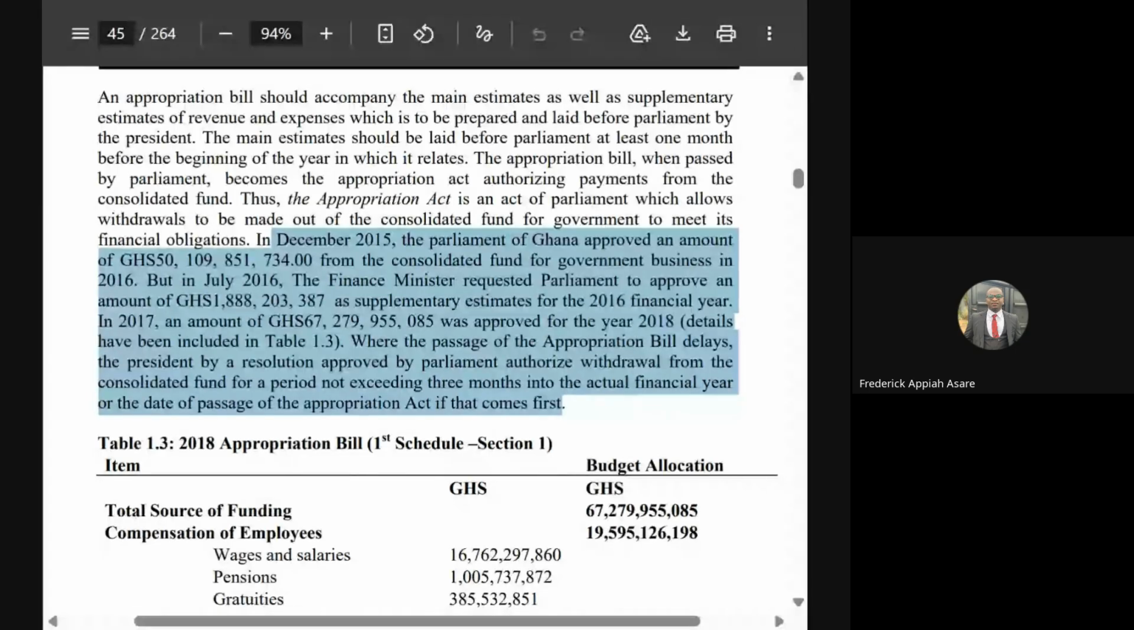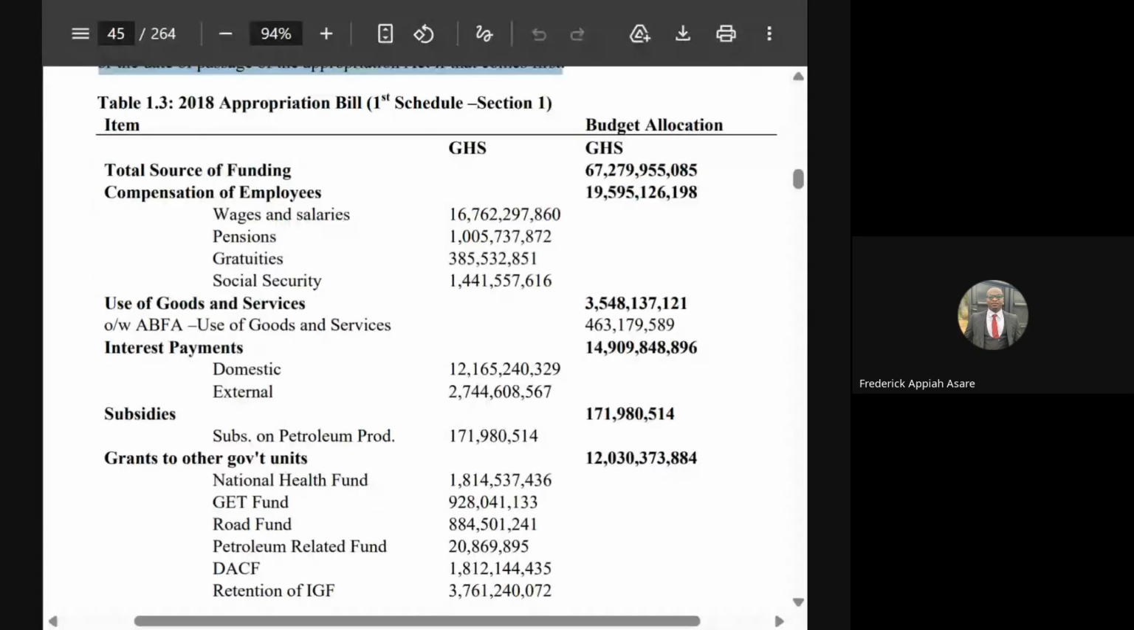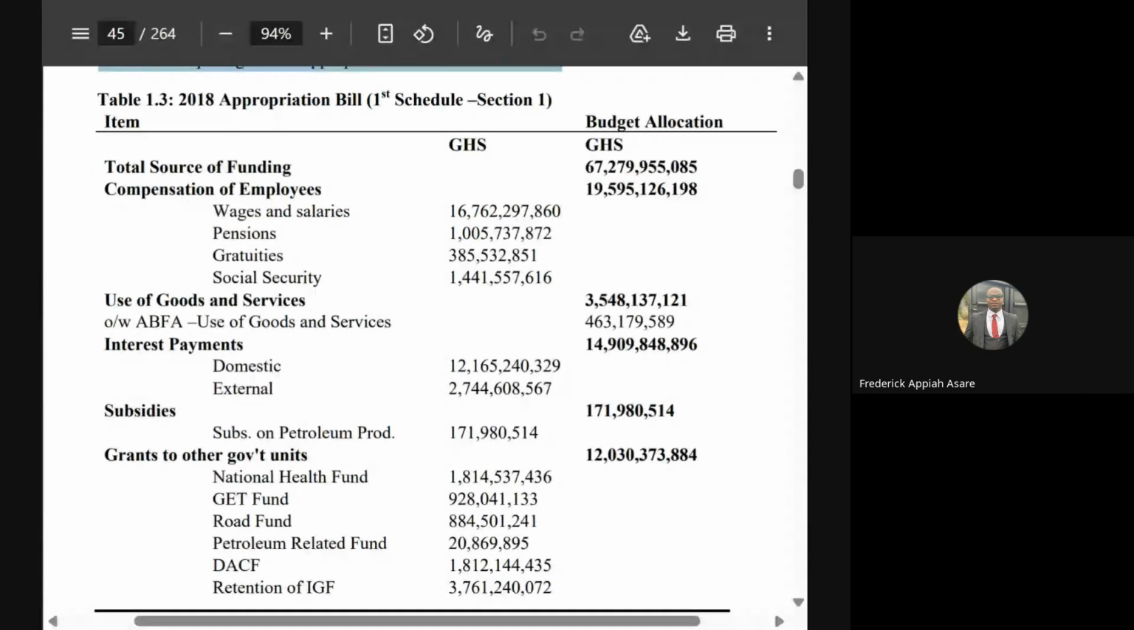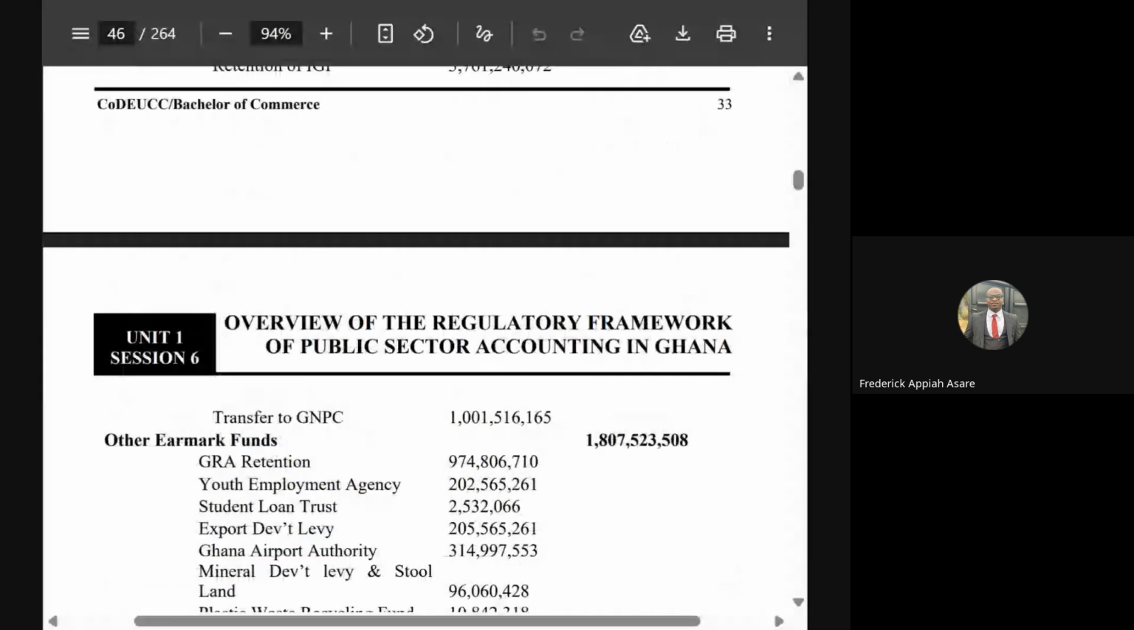The delay is usually because maybe Parliament is on break, or maybe they are not meeting. When the government realizes that it's delaying, it can issue a resolution to spend from the consolidated fund, but this resolution has to be also approved by Parliament. So when we look at table 1.3, it gives us some of the appropriation bills that we did during 2018.